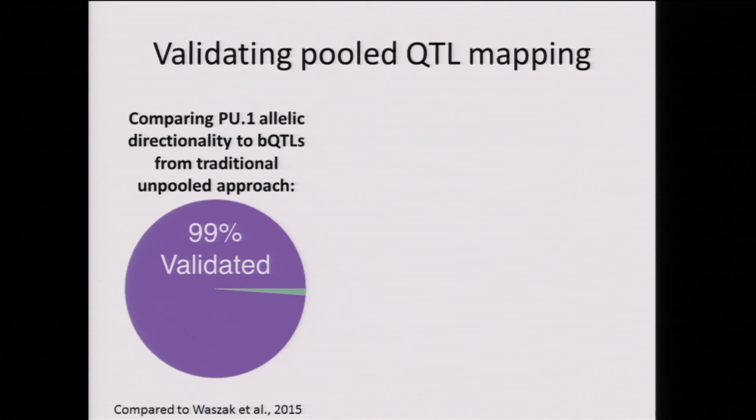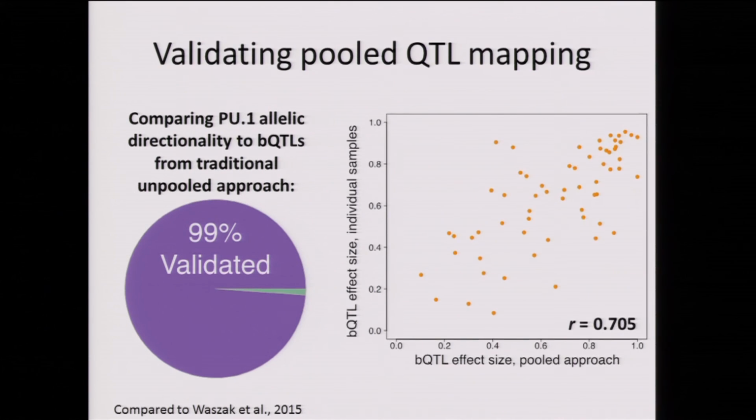And we can look in more detail even and ask, when we estimate the quantitative effect sizes of these different bQTLs in our pooled approach on the x-axis, we see pretty good agreement with these individual level samples on the y-axis. So we're getting not just a directionality agreement, but the quantitative effect sizes are also mostly in agreement. So we think that we're getting some pretty reliable results here with this pooled approach.